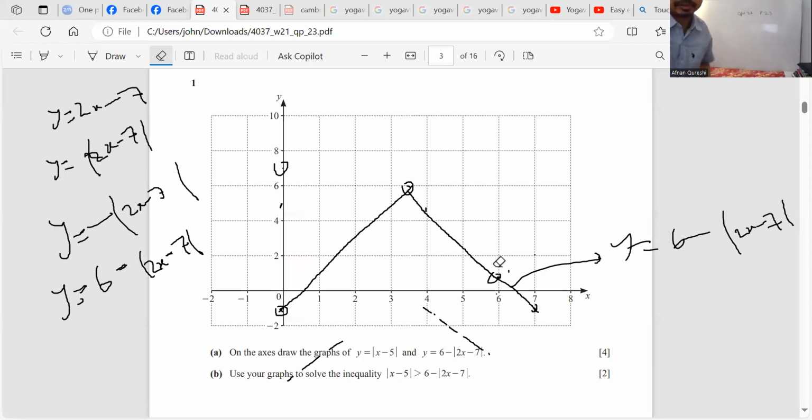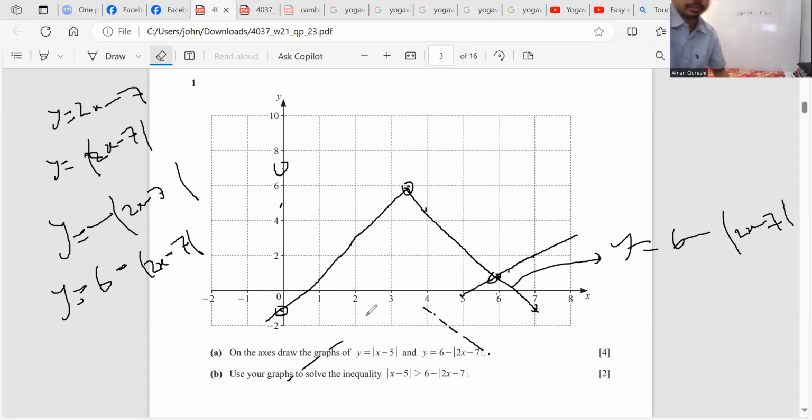This is the previous graph, y is equal to x minus 5. At x equal to 5, it touches the x-axis. So this part we drew. If you draw it to scale, it will not be difficult. At x equal to 6, the value is 1. At x equal to 7, the value is 2. This part we did previously also.